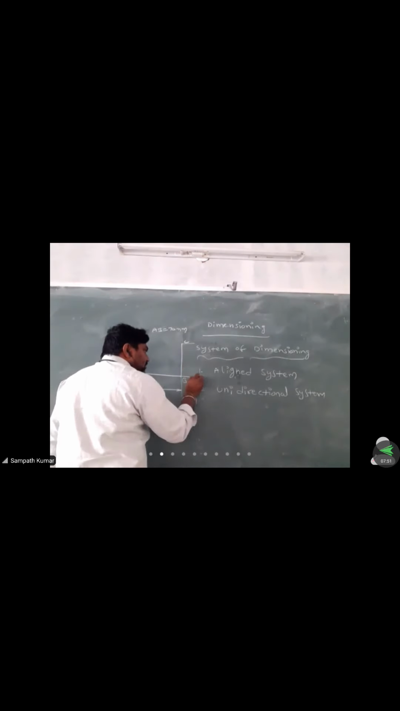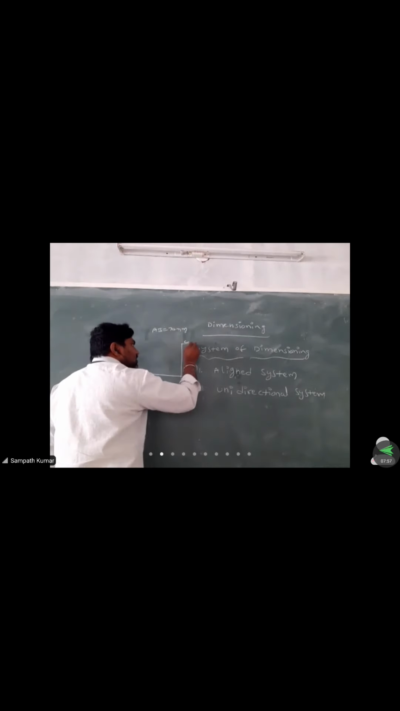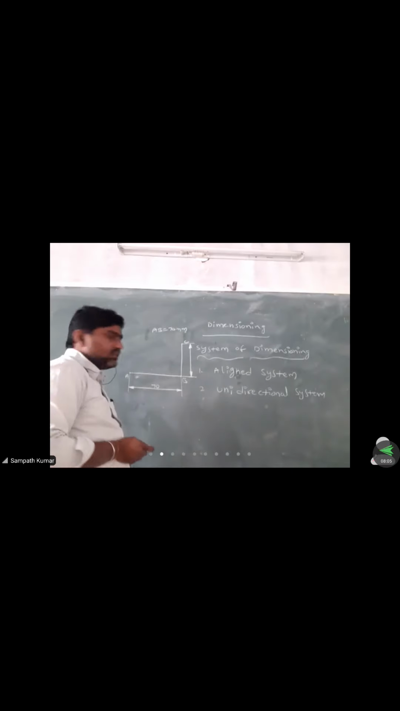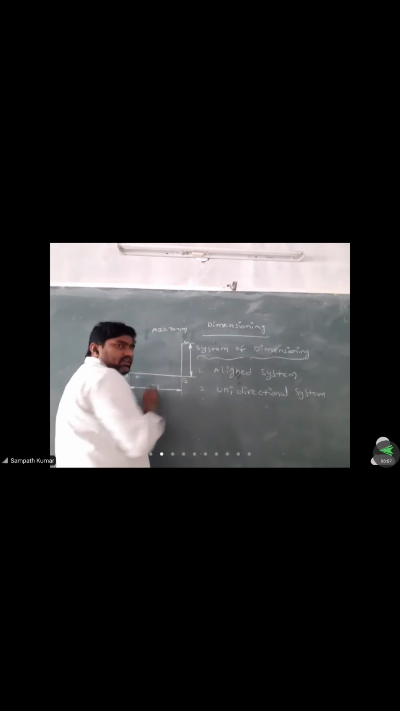Then in between B and C extension line, we have to draw another dimension line. Then we have to indicate it by arrow head. Okay, in this case, the value for the horizontal line must be above the dimension line. For this one, the value must be outside of the dimension line. Then we have to give the value, this value is 50.